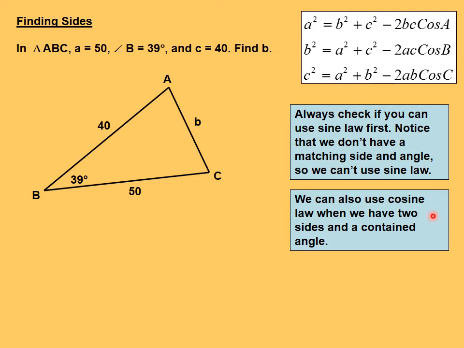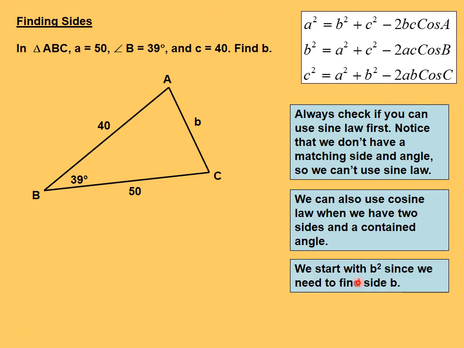And here's another idea that I want you to notice. We can always use cosine law when we have two sides and a contained angle. I'll show you where that is. So here's two sides that are given. One side is here, and here's another side that's given. And this angle is contained between the two. That's why we call it contained. It's kind of like a mouth. See how this is the mouth? So if we have that side and that side given, and the angle is inside the mouth, that's what contained angle means. So that's a situation where you can always use cosine law.